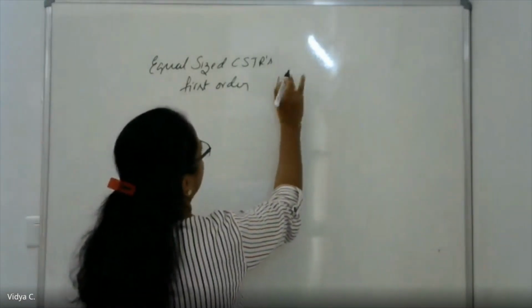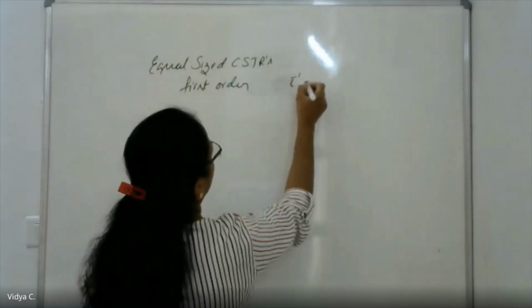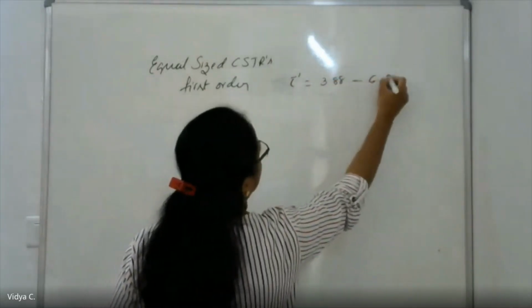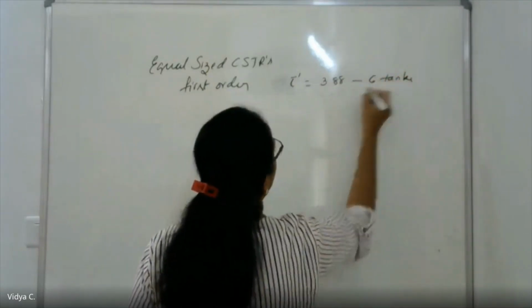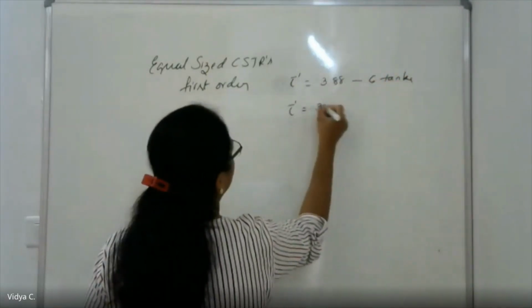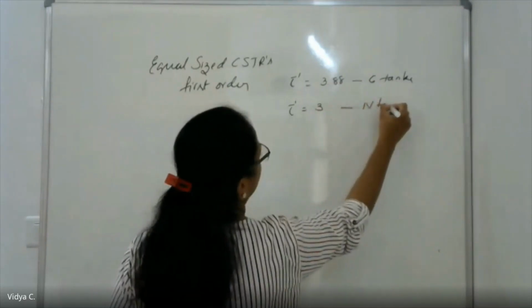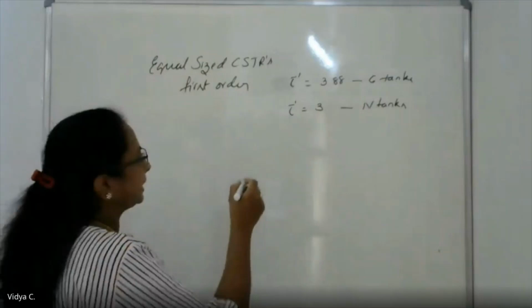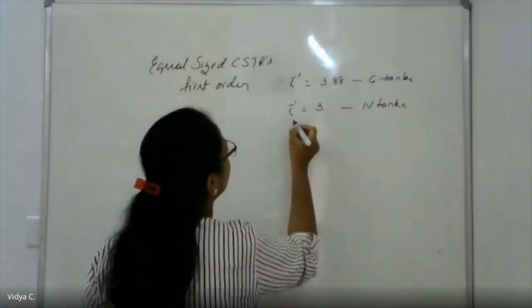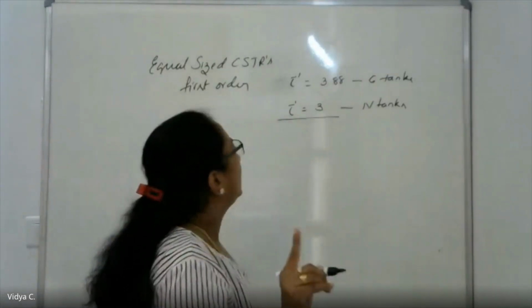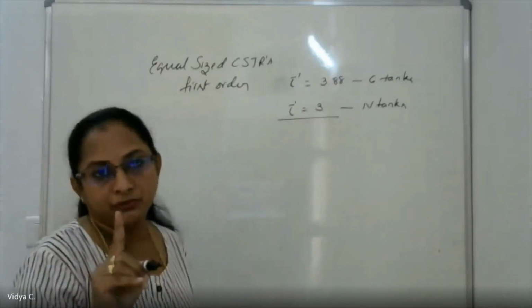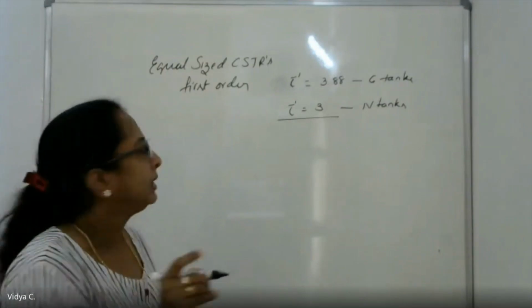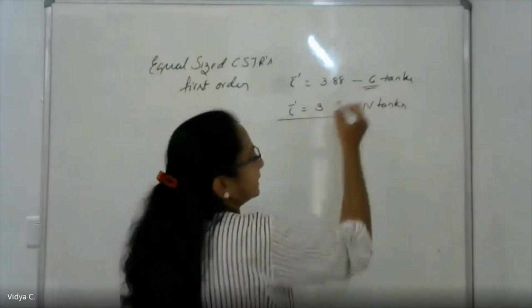tau dash was equal to 3.88 for 6 tanks, and tau dash was also equal to 3 for n tanks. So what do we actually understand from this is, if we are using a 3 meter cube CSTR, if we are using one tank of 3 meter cube, then if we use 6 tanks, it is enough.